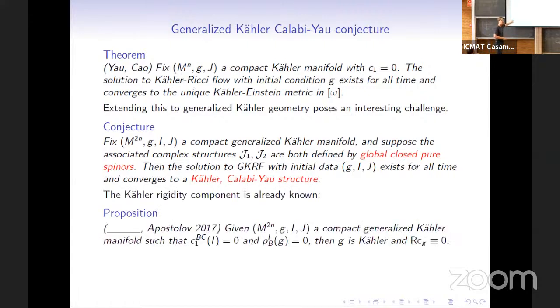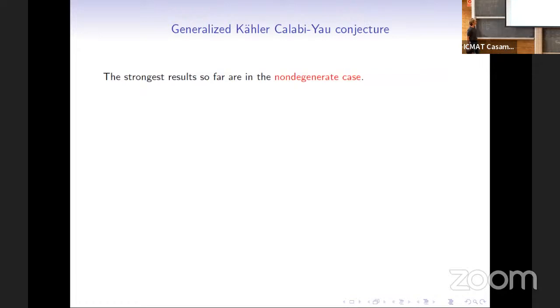But I was going to say the Kähler rigidity is known. We can prove that. So we can prove if you solve this generalized Kähler-Calabi-Yau equation and you have global closed pure spinors, then it's just Kähler-Ricci flat. But I'd love to know if that's already known. We gave some proof of this. Maybe I just skip this. Okay, I am running out of time.